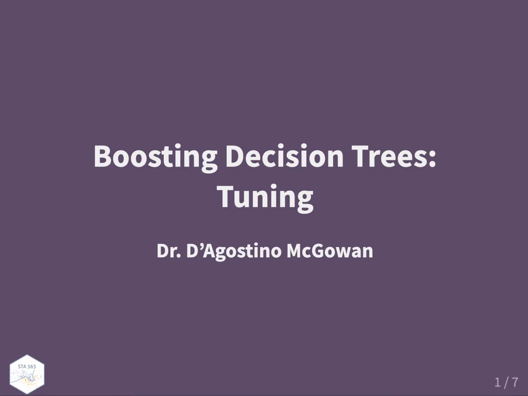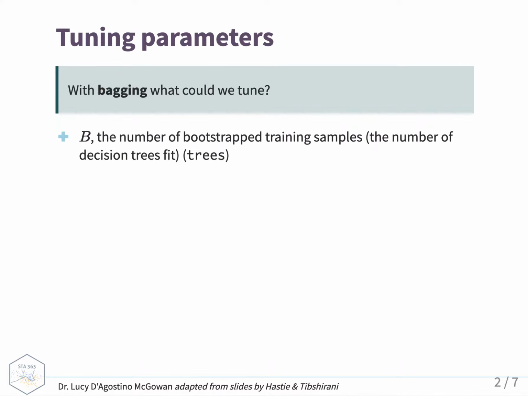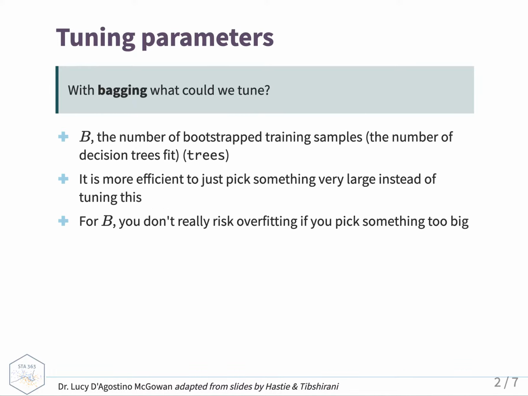All right, so now that we've talked about how to fit these decision trees, these boosted decision trees, let's talk about what parameters are being tuned and how to actually do that. As a refresher, with bagging, what can we tune? We can tune the parameter B, which is the number of bootstrapped training samples or the number of decision trees fit. In R, this is trees.